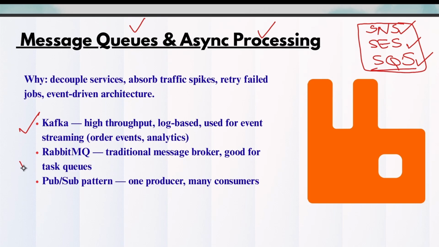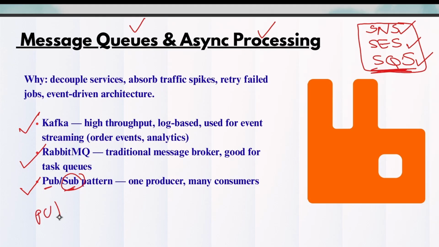is Kafka, another is RabbitMQ, and they both use something known as the pub/sub pattern. I already showed you that in SQS, where they show an option called pub/sub. Pub means publish, and sub means subscriber. First of all, the subscriber will subscribe, and whatever the publisher publishes will reach the subscriber.